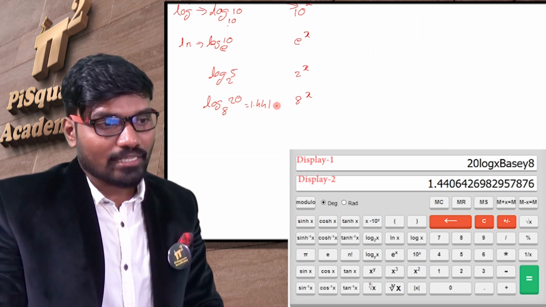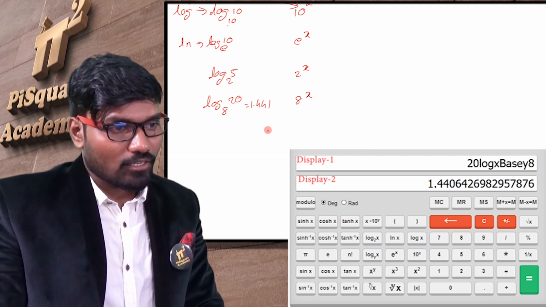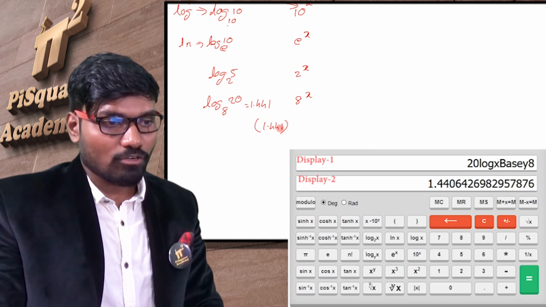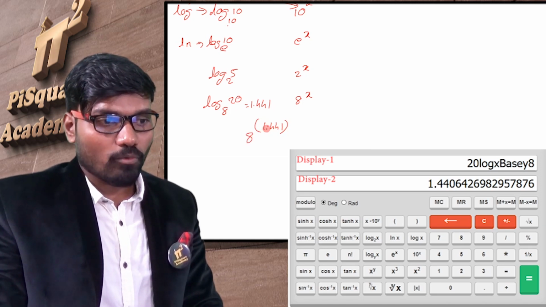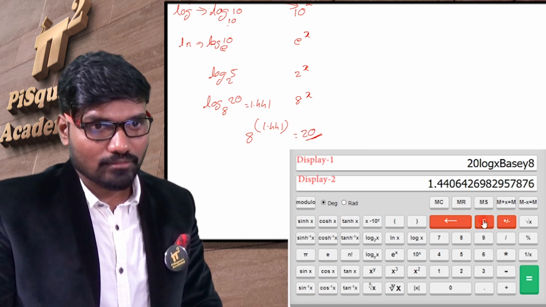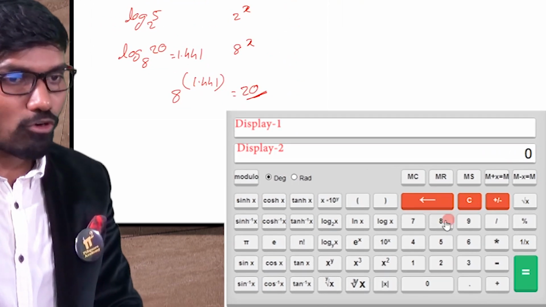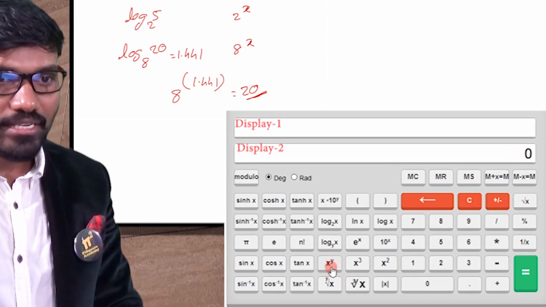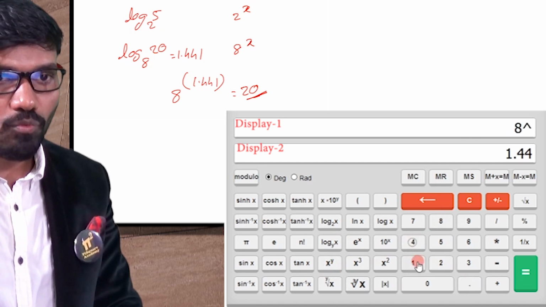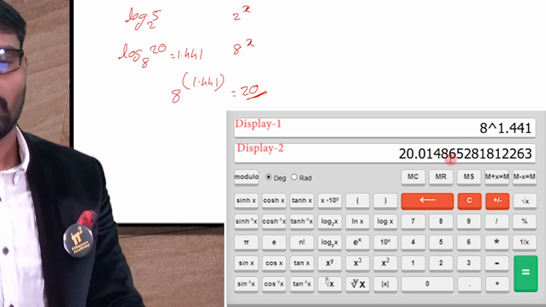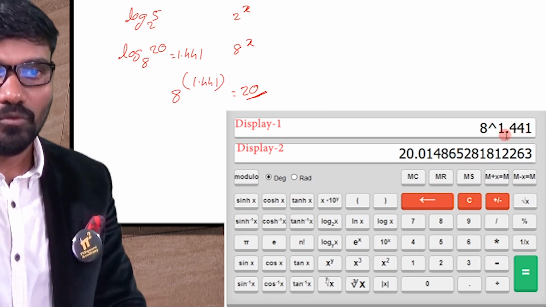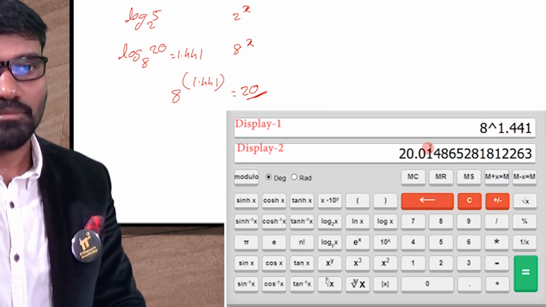Suppose you want to find the anti-log for this, 1.441. Anti-log to the base 8, then it will be 8 to the power 1.441. I should get this close to 20. Let's see that. So 8 power 1.441. I should use this. X first means 8 first, to the power 1.441, and we get 20.01, close to that, because here 1.4401 something we have approximated to 1.441. That's why we got some decimals here.